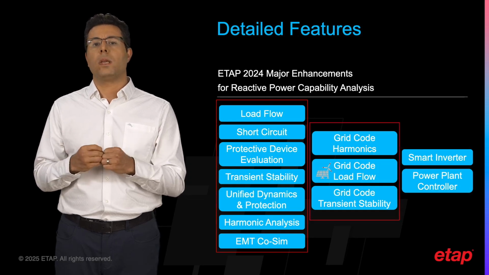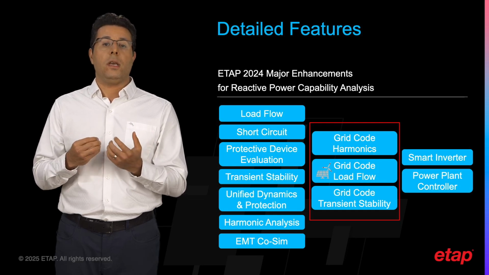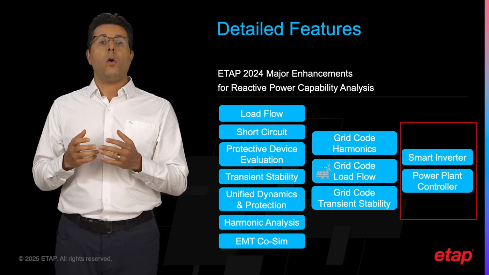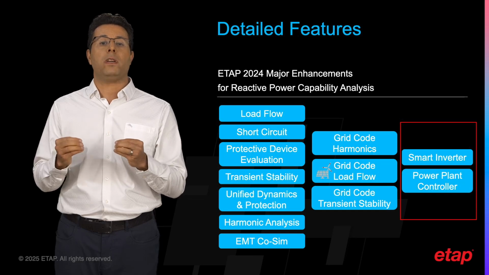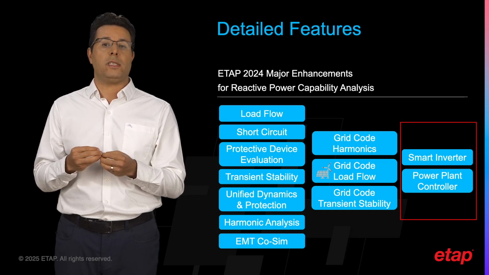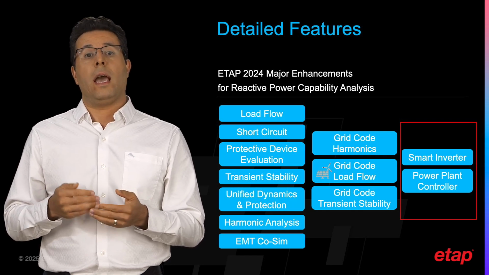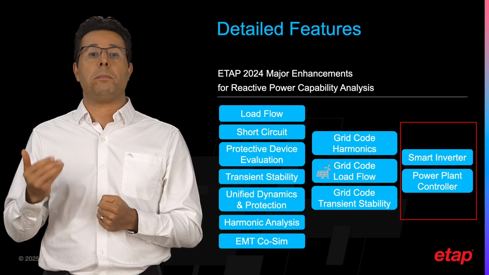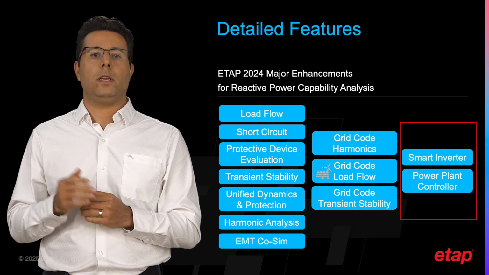In addition, ETAP offers 3 dedicated modules for grid interconnection studies: grid code harmonics, grid code load flow, and grid code transient stability. Also provided is a smart inverter element that handles all the required smart inverter functionalities required in different standards, especially IEEE 1547. Besides all of this, ETAP also offers a power plant controller and its digital twin that makes it very reliable and easy for engineers to evaluate power plant dynamic performance. There's much more on these specific solutions on the ETAP website to learn about.